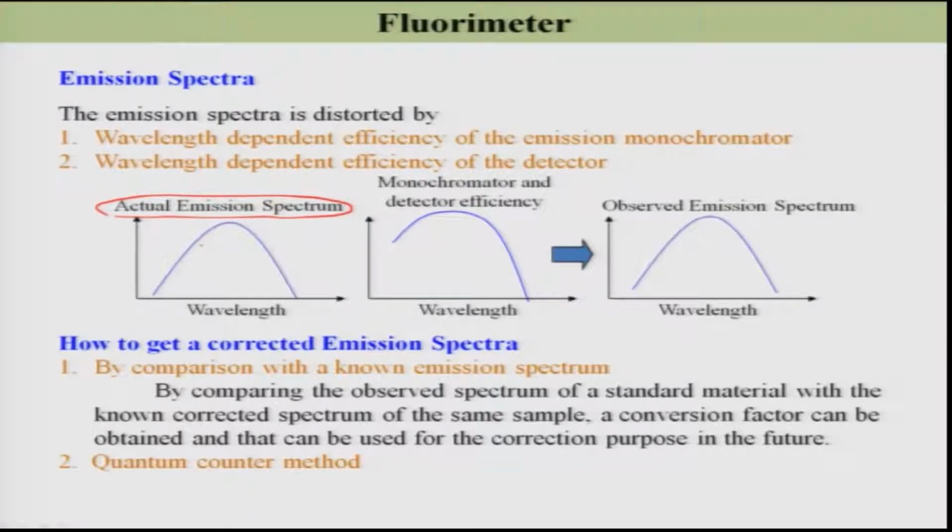So your observed emission spectrum will not be like this because of this factor. Your observed emission spectrum will be something like this. It means that whatever you have observed is not correct. The observed spectrum is not the correct one.